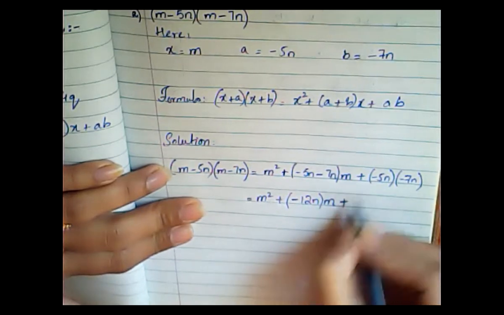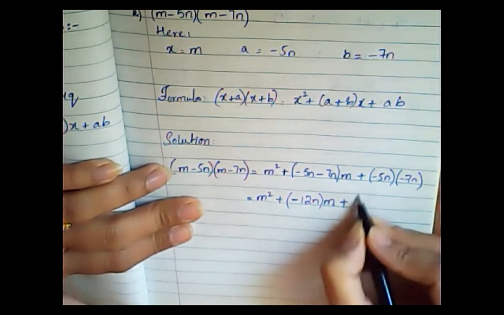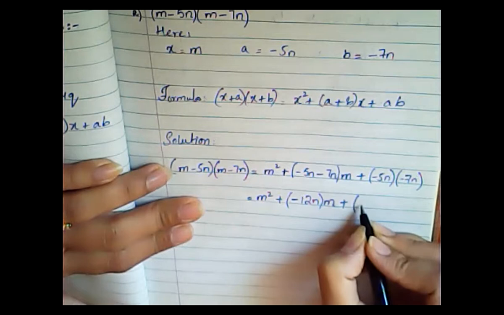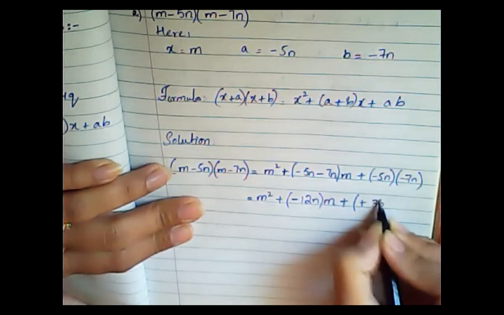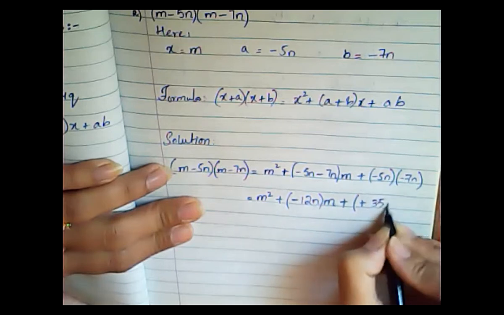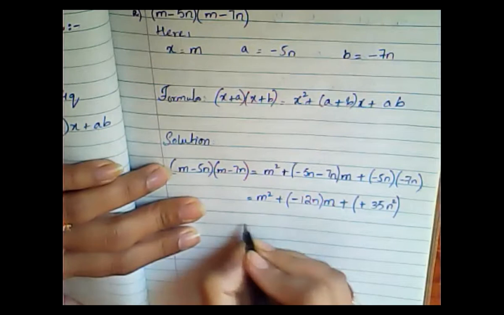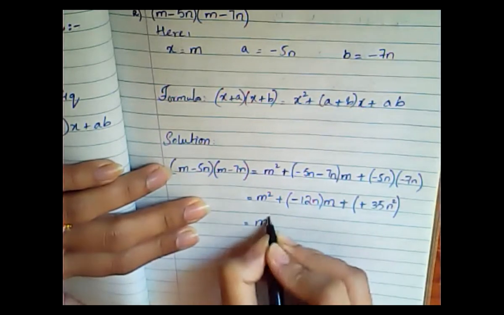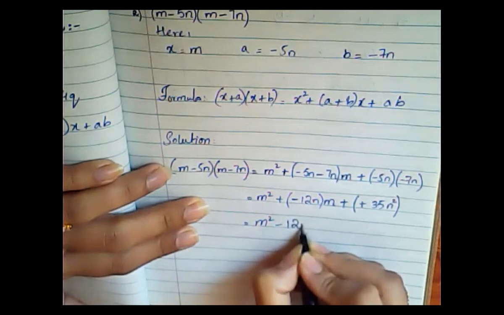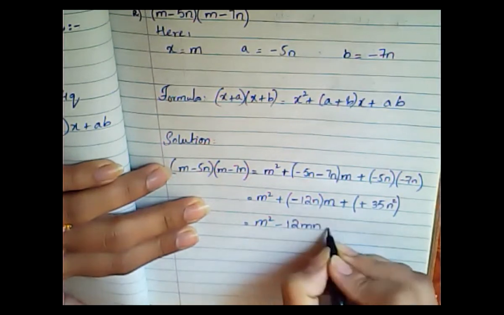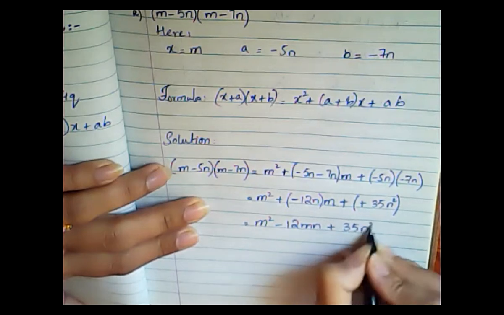Now the plus sign is copied here. Now Hajra, tell me, minus minus. Minus minus plus. 7 fives are 35, and here n into n is n square. Now m square plus minus 12mn. Arrange the variables. Plus 35n square.